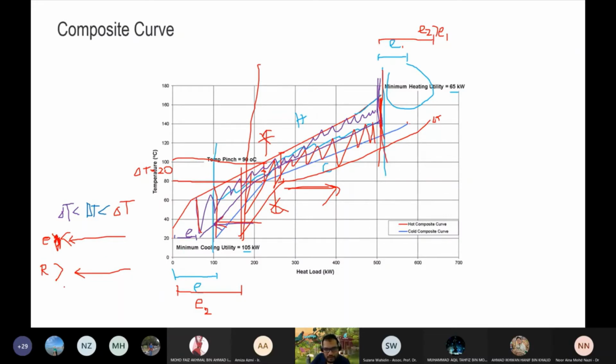But this comes with a penalty, as I said, because we have a smaller delta T here. So it seems to be tempting, right? It seems to be tempting if we reduce delta T as much as possible. We can recover as much heat as possible, but because we have a smaller delta T, you know that Q is UA delta T LMTD. So that delta T is correlated to that delta T. So the smaller the delta T, the smaller that one.